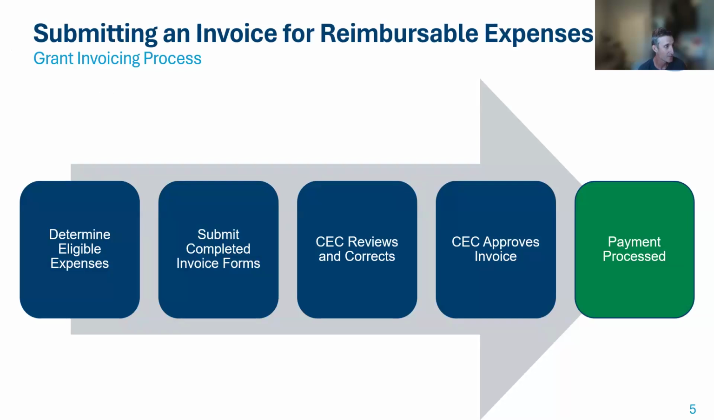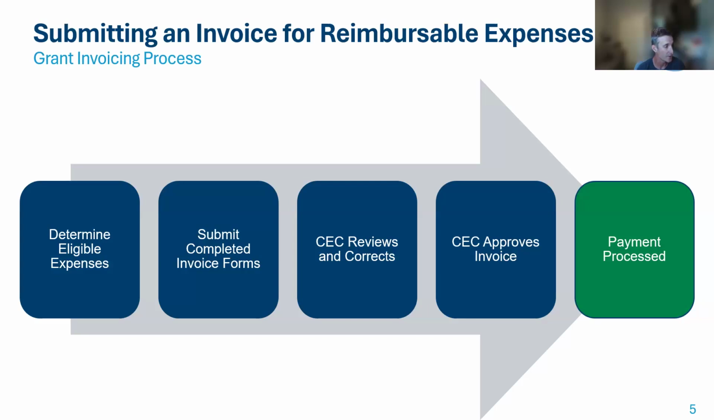The invoicing process is relatively simple. First, you will need to determine your expenses that are eligible for reimbursement. We cover that in more detail on the next slide. Next, complete the forms and submit them to the CEC. A how-to video is available on the CalAPP webpage. Be sure to include paid receipts for both materials and all other cost categories.